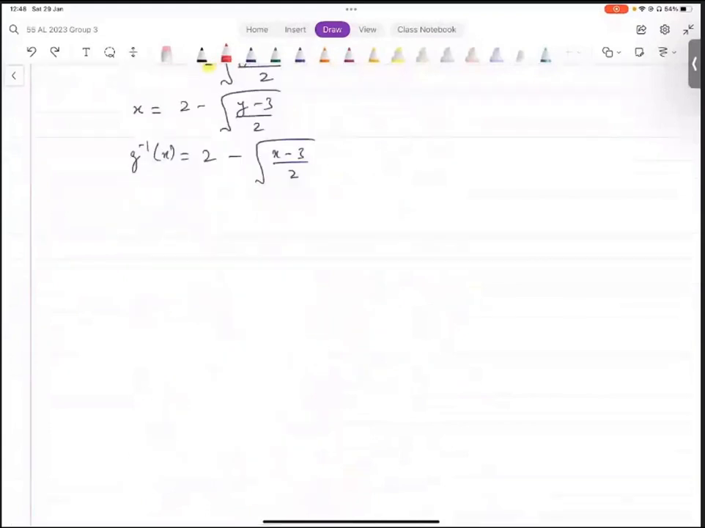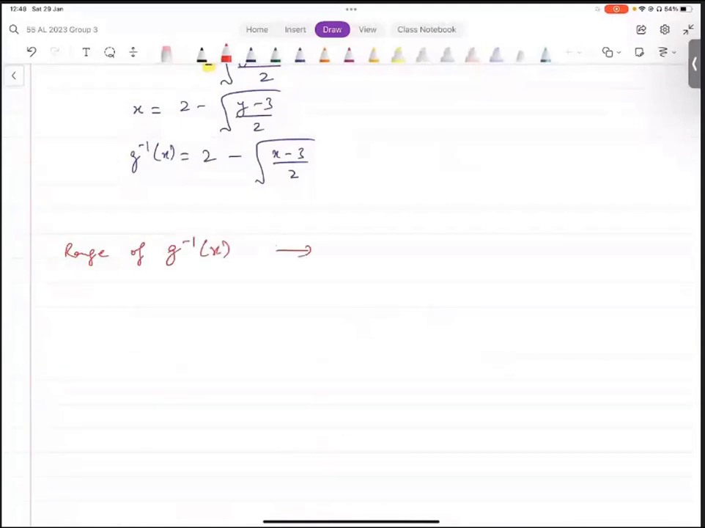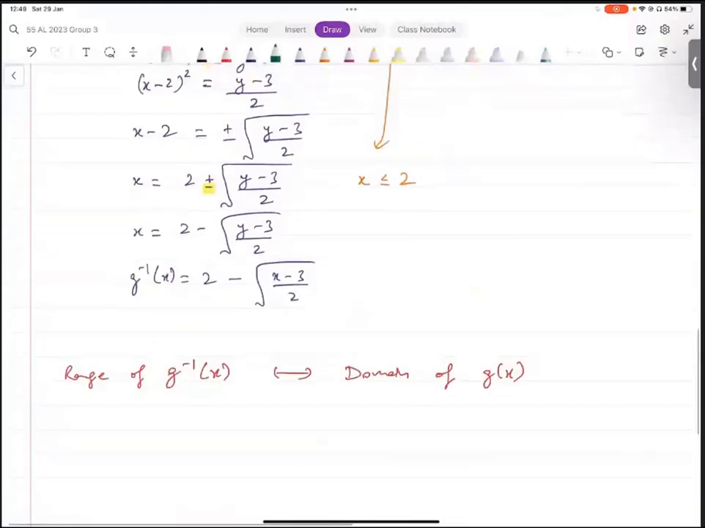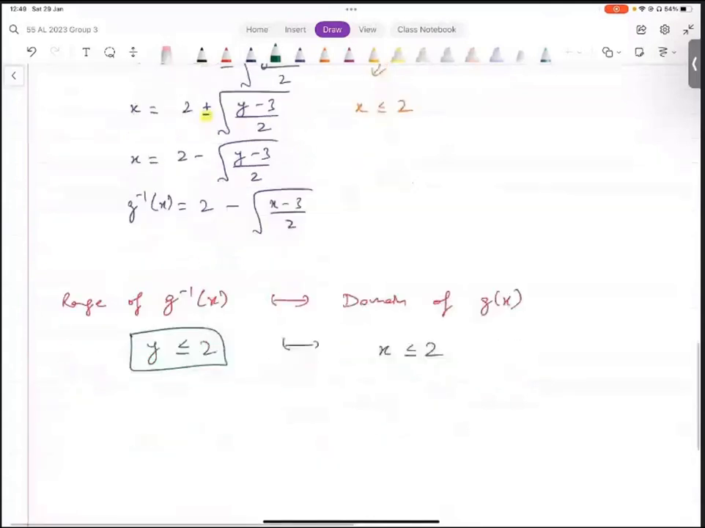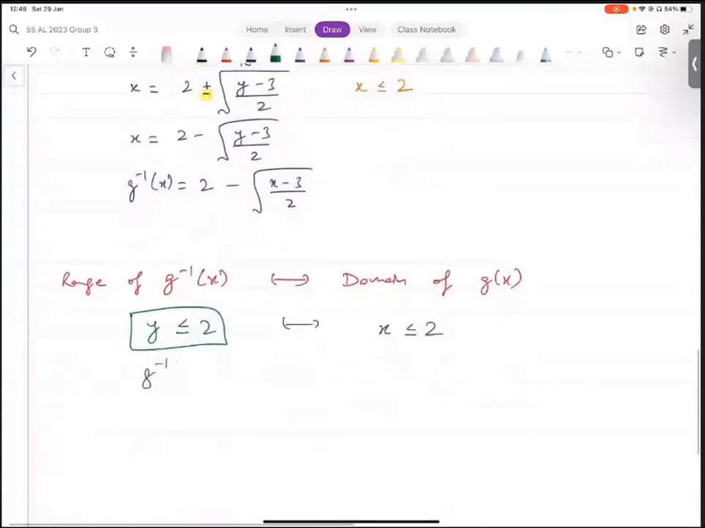Why? Because we know the range of the inverse function is the same as the domain of the original function. What is the domain of the original function? X less than or equal to 2. It has been given. That means the range of the inverse function is going to be y less than or equal to 2. Okay? You can write this, or you can say g inverse of x is less than or equal to 2. You can write any of them. That's the range of the function.